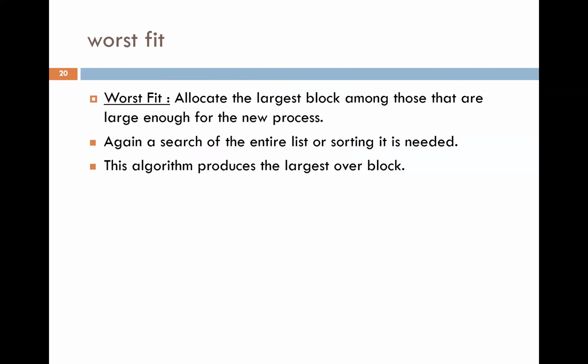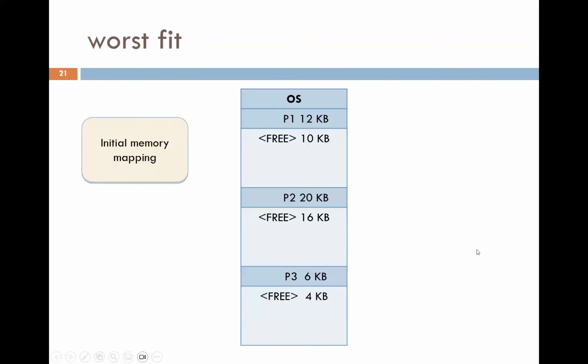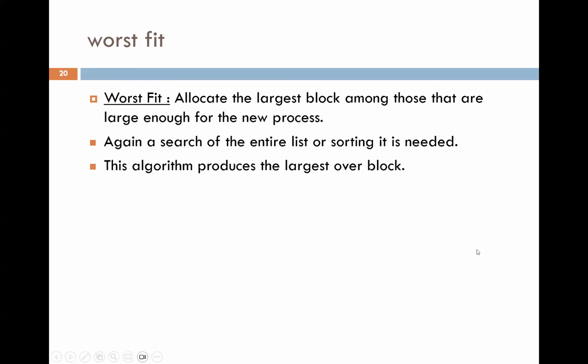Now the last algorithm is worst fit. What it does here is allocate the largest block among those that are large enough for the new process. So again, a search of the entire list is needed here. This algorithm produces the largest leftover block.